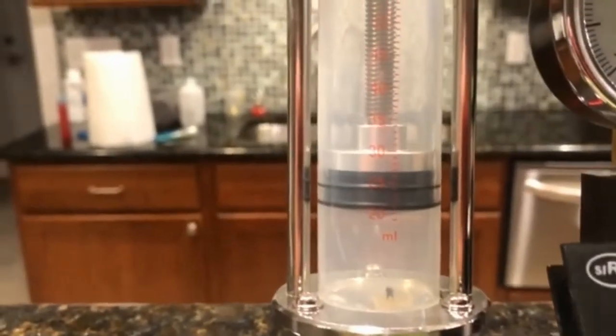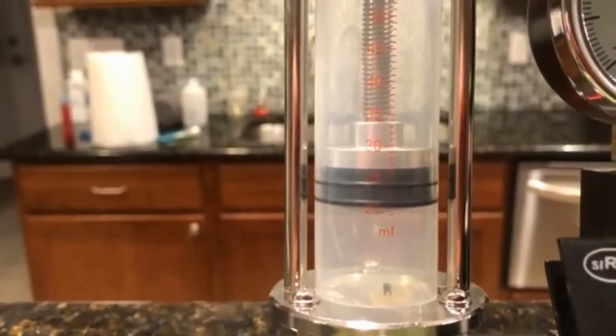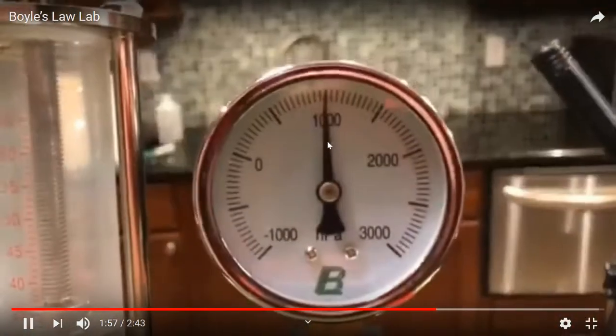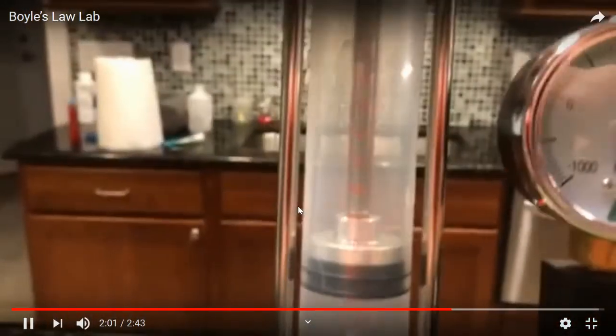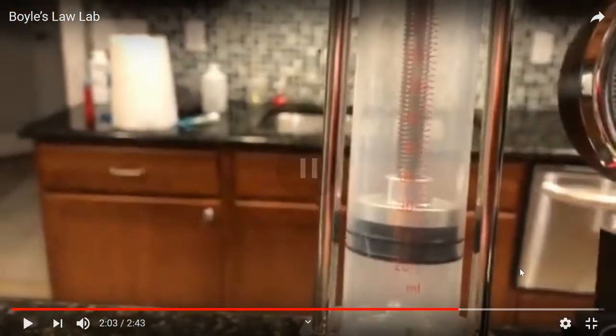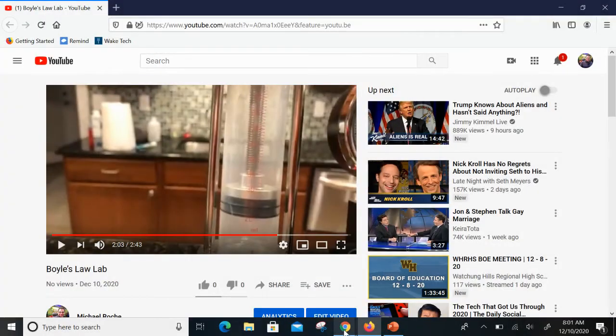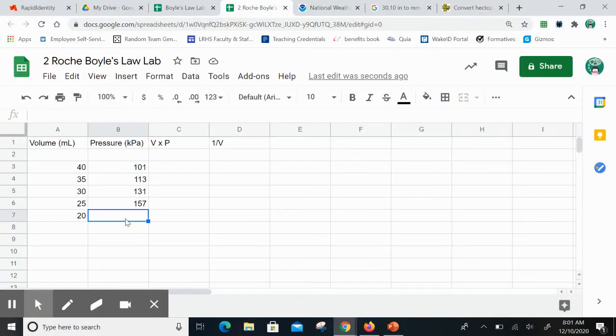And so as I get down to 20 milliliters, which I don't quite get to, honestly. Oh, no, I do. Almost. It's still a little low. But look at that. Dead on. We're going to call it 1,000. So 1,000 is 100, because it's hectopascals. So that's going to give us, we're just going to call that 200.